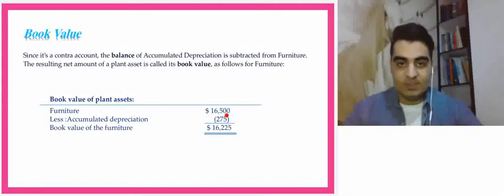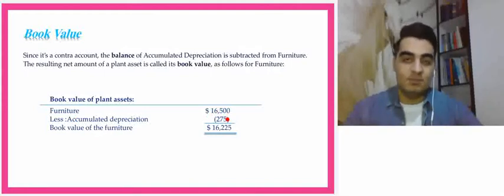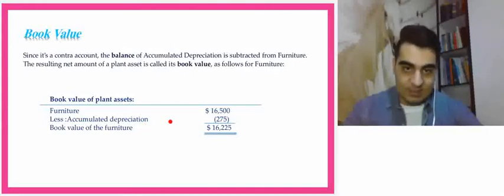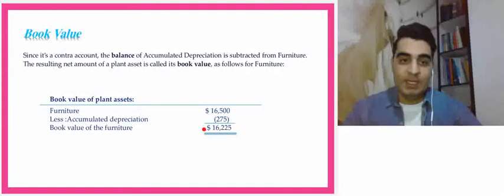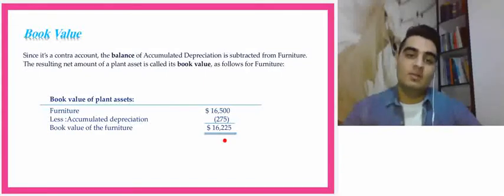The furniture, $16,500, we purchased it. And then we subtract our accumulated depreciation, which is a contra asset, by the amount of $275. The remaining amount, the net amount of our asset, which is called book value, is $16,225. This is called the book value of our furniture.